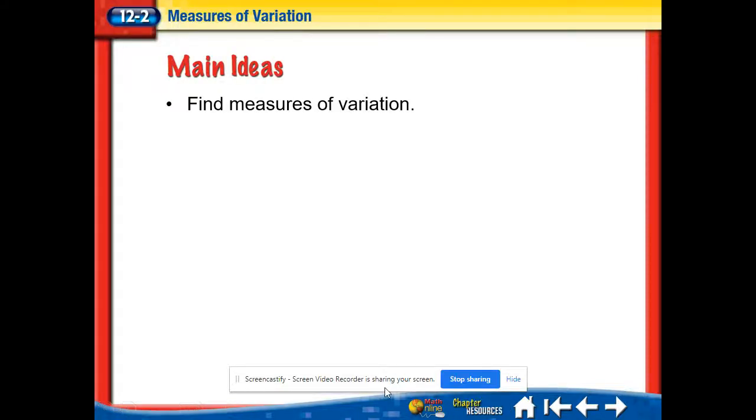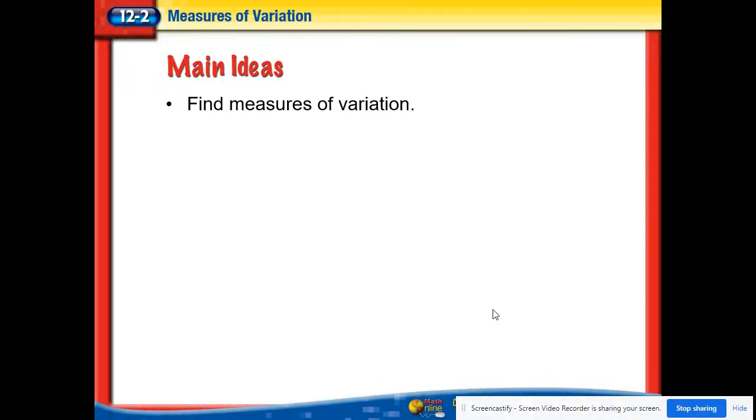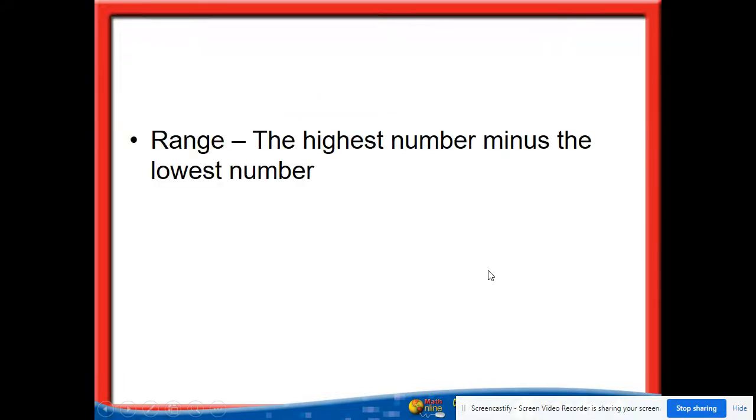All right, today we're going to be finding some measures of variation. The first measure of variation that we're going to talk about is range. The range is actually really easy to figure out. It is the highest number minus the lowest number.